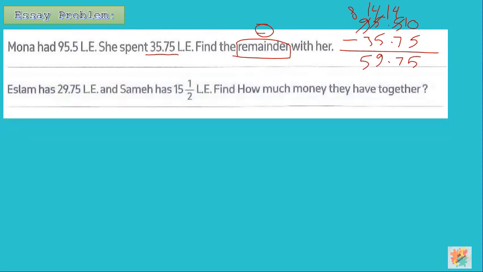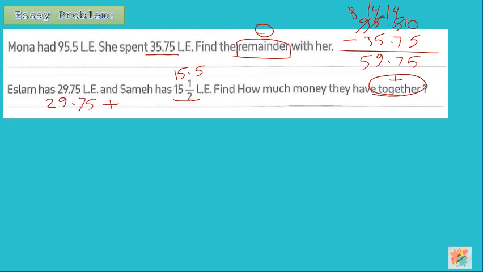The next question. Islam has 29.75 LE and Samah has 15.5. 15.5 it means that it's 15.5. How much money they have together? Together, so do plus. So we can do plus between the two numbers.